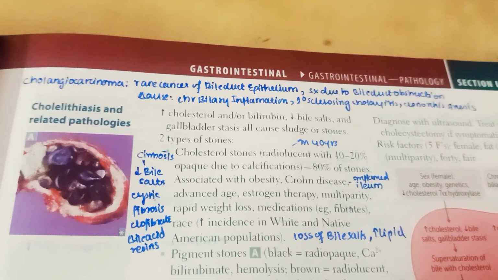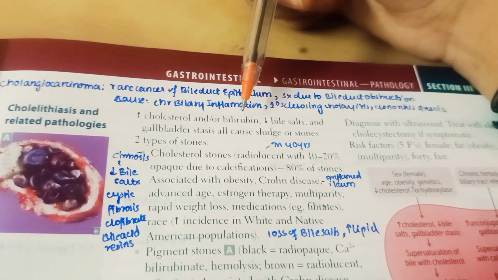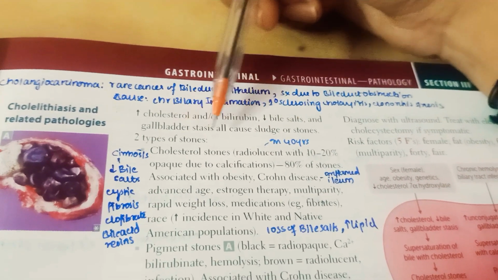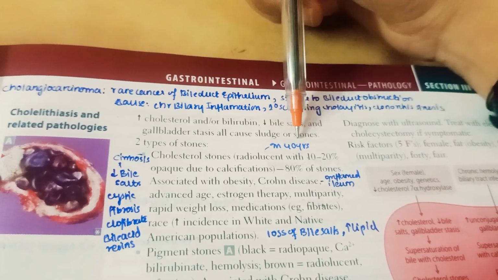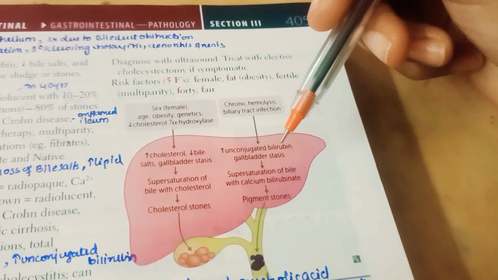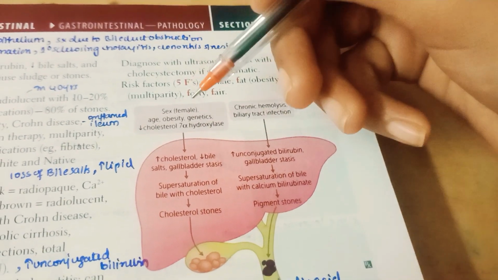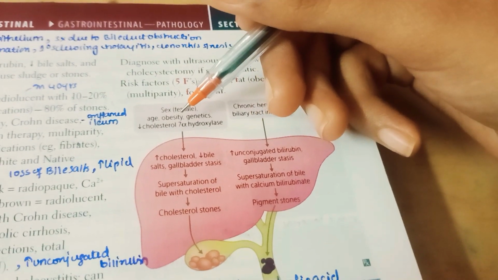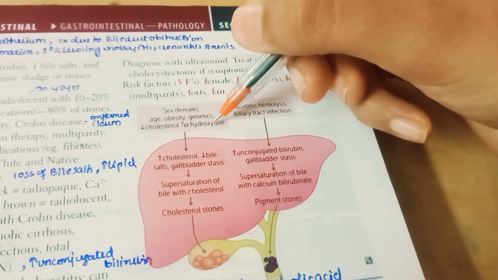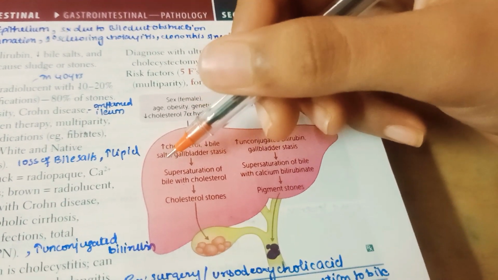So actually, the causes of gallstones are increase in cholesterol is one thing, and another one is increase in bilirubin, or there may be decreased bile salts or gallbladder stasis that cause sludge or stones. So actually, you find two types of stones. One is a cholesterol stone, one is a pigment stone. Cholesterol stone is formed, especially in females, because of age-related conditions, obesity, genetics, decreased cholesterol 7 alpha hydroxylase. All this will precipitate to increase cholesterol and decrease bile salts.